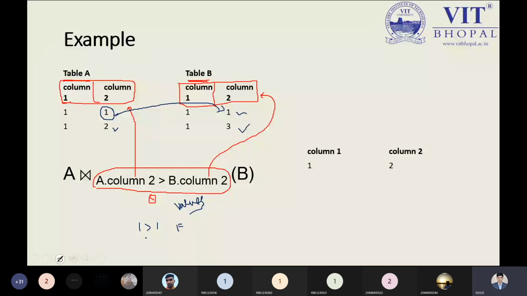Next we have to see this part. 2 is matched with this 3. So 2 is greater than 3? The condition will again be false. So nothing will be displayed. It means from these two relations A and B, as per our condition, nothing will be displayed. Is it clear so far? Or any doubts? Is everything clear so far?